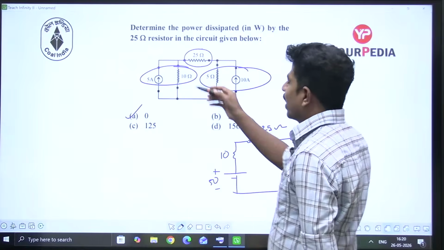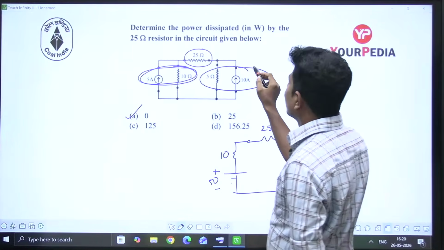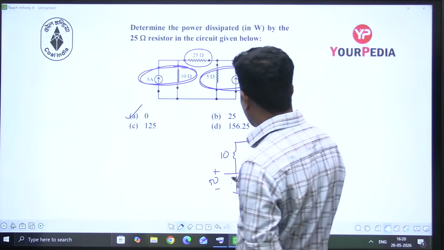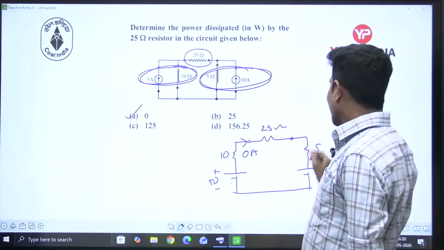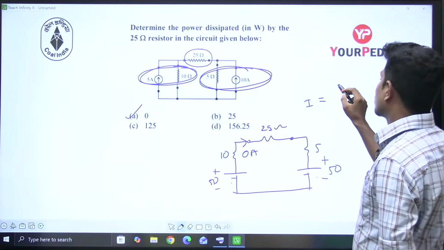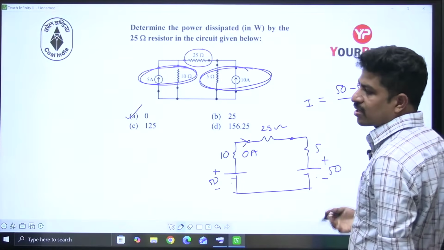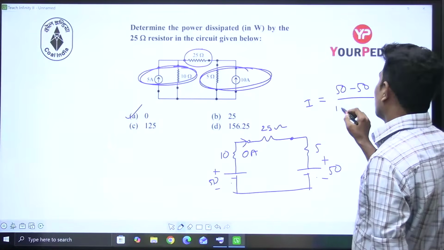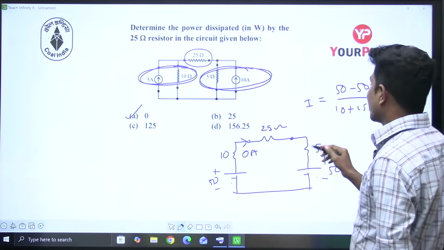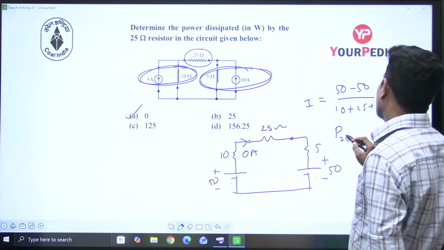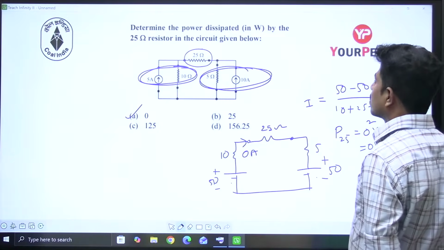Why? Convert this current source in parallel with resistance to a voltage source in series with resistance. Here the voltage is the same. Then how much is the current that is flowing? 0 amperes. I is equal to voltage 50 minus 50. Current is equal to voltage difference divided by total resistance, 10 plus 25 plus 5. 0 by anything is 0. If current is 0, the power in 25 ohms is I square into 25, that is equal to 0 watts.